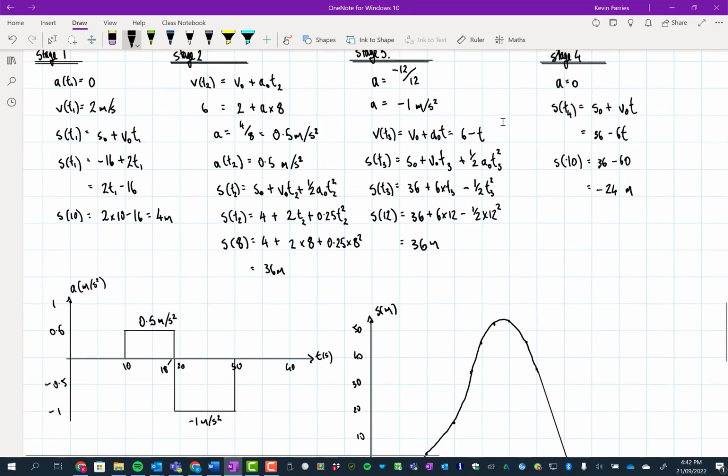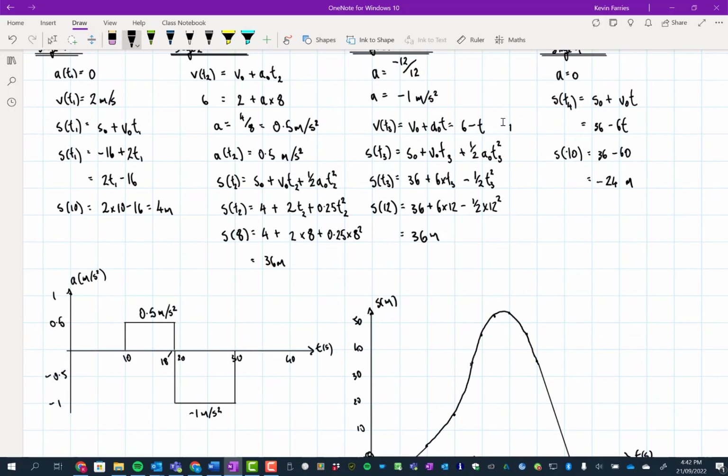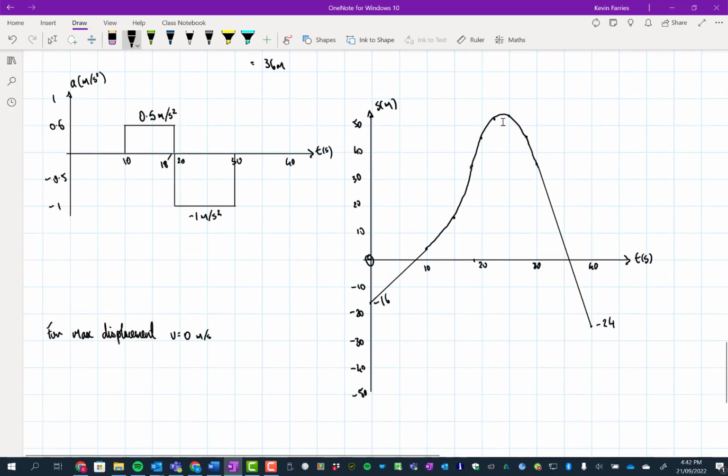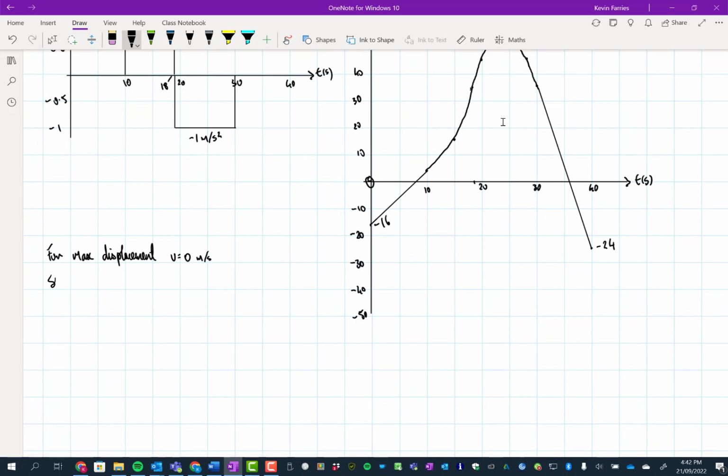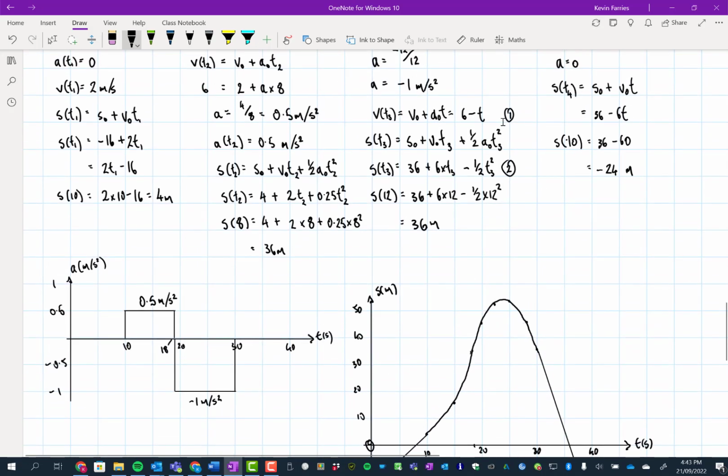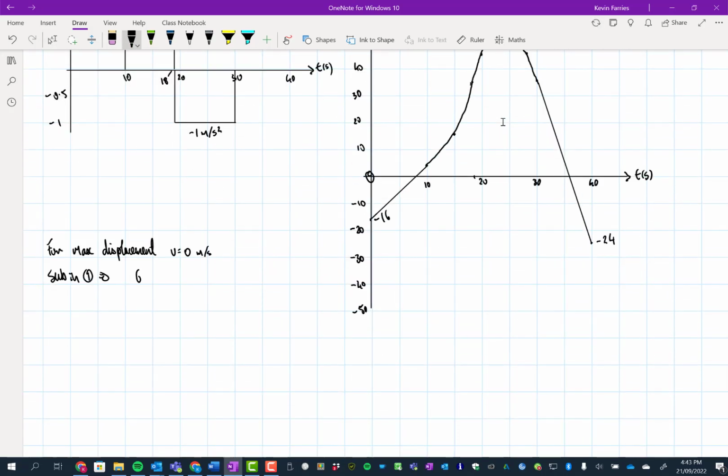I'll give this equation a name. So let's call this 1, and the simplified version of it is this one, 2. So sub in 1, so that means 6 minus t must be equal to 0.